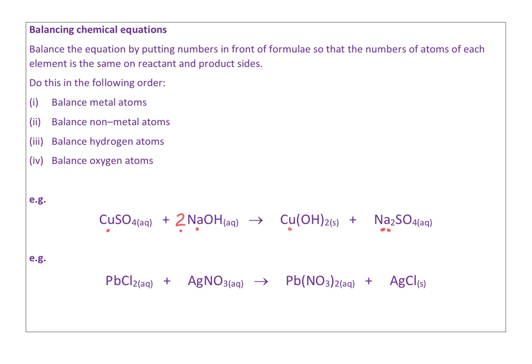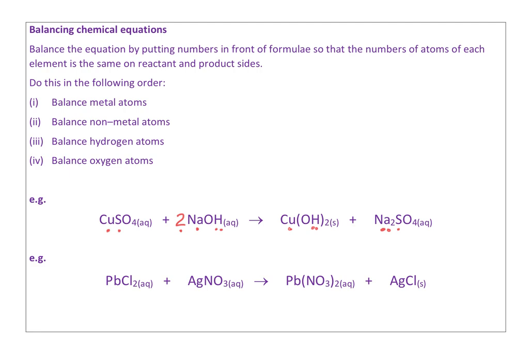So we have sulfur. We have 1 sulfur on this side, 1 sulfur on this side. So the sulfur is balanced. That's all good. Then we'll go to hydrogen. We've now got 2 hydrogen on this side because there's 2 NaOHs. So that would be 2 hydrogen. And if we come over this side, we've got 2 of these hydroxides. So we've got 2 hydrogen. So the hydrogen's balanced. That's all good.